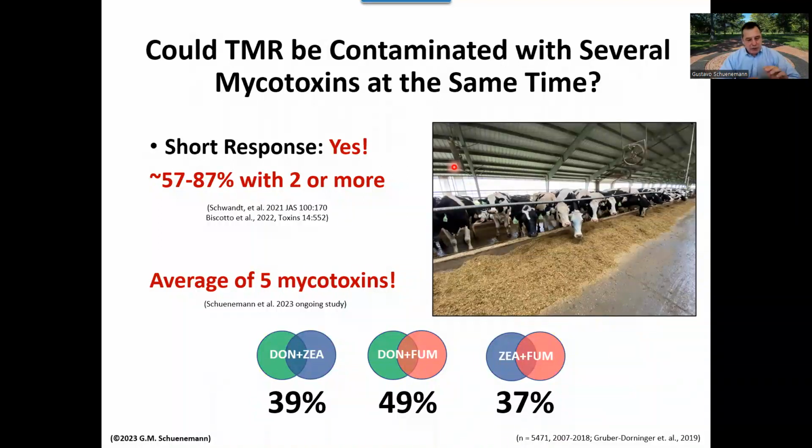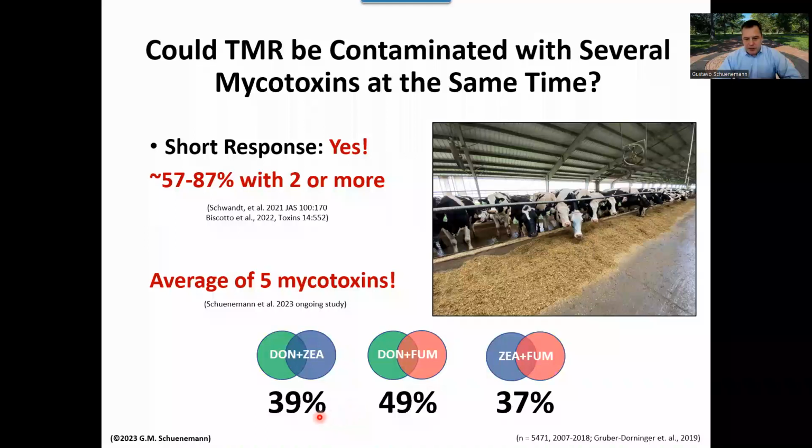Another question that is important is, could TMR be contaminated with several mycotoxins at the same time? And the short answer is yes. 57 to 87% of these analyses come with 2 or more mycotoxins. So I'm doing an experiment now on transition cows, because we see a lot of variation in gestation length and a lot of variation in colostrum volume, on top of what we already know about health events, somatic cell count and some of the metabolic challenges for cows. And what I see is that it's very common, in these herds that struggle, to see an average of 5 major mycotoxins in their TMR. So here is data from another large study here in North America.